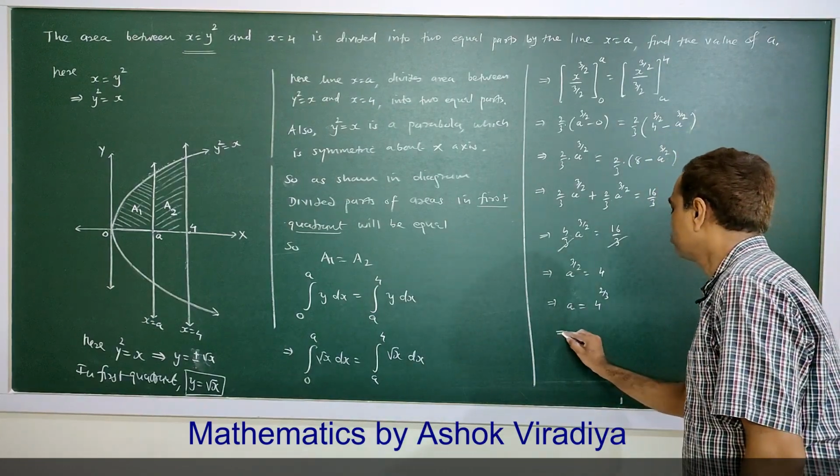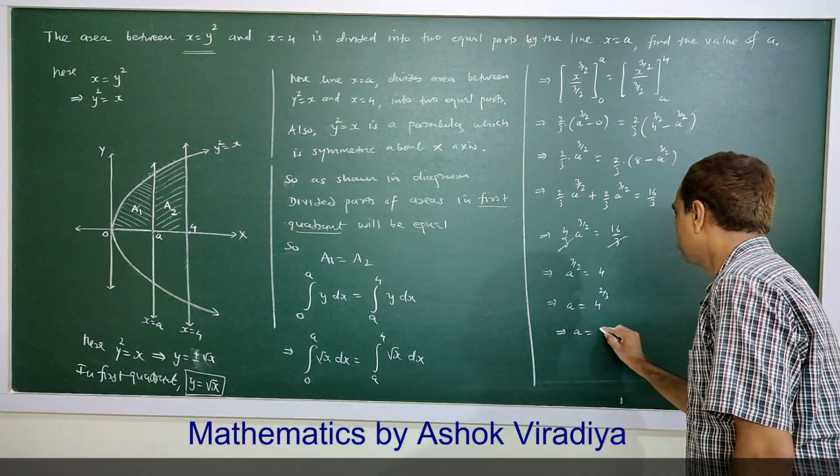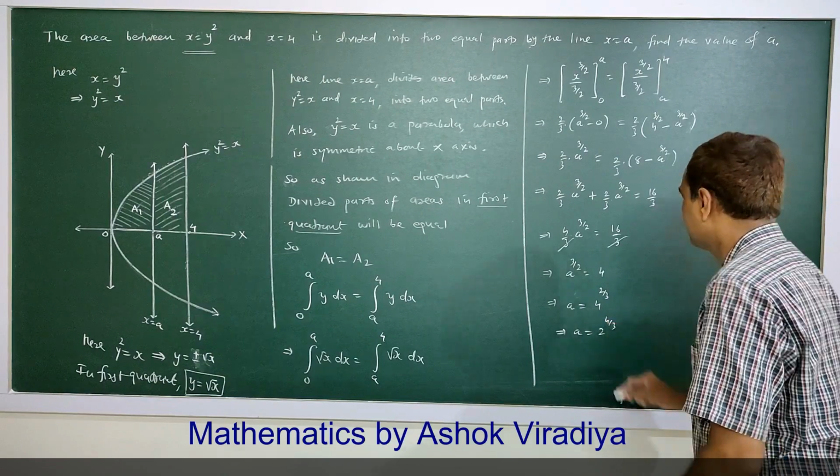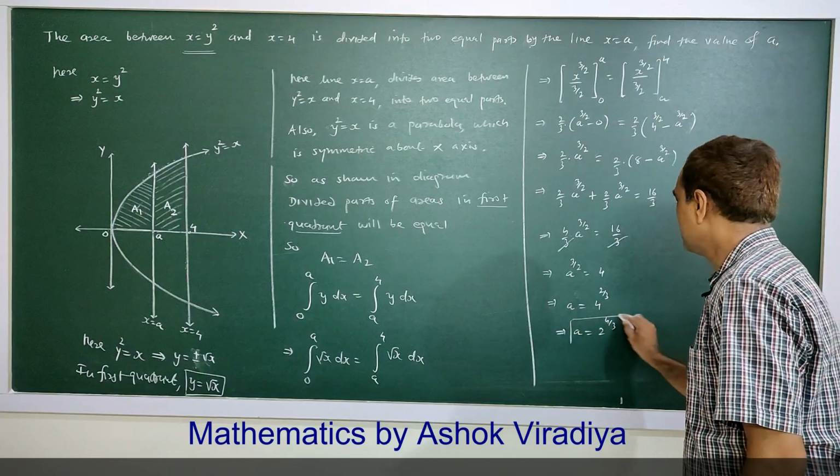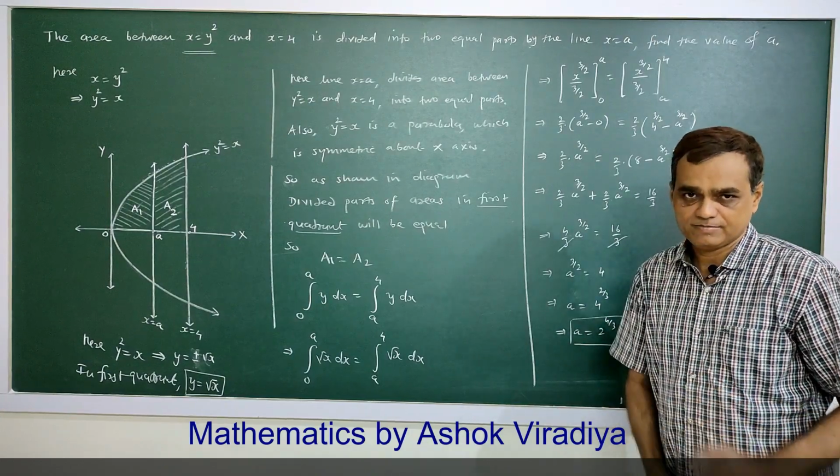A is 4 raised to 3 by, that is a equal to 2 raised to 4 by 3. 4 is 2 square, so 2 raised to 4 by 3. So this is the required value of a.